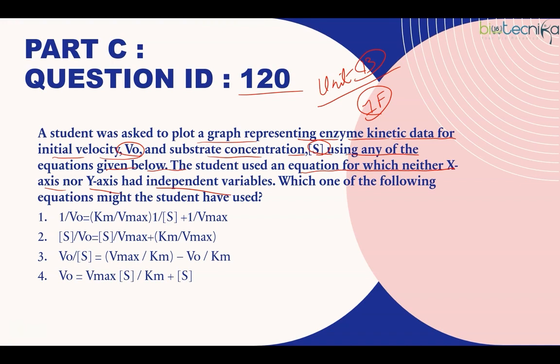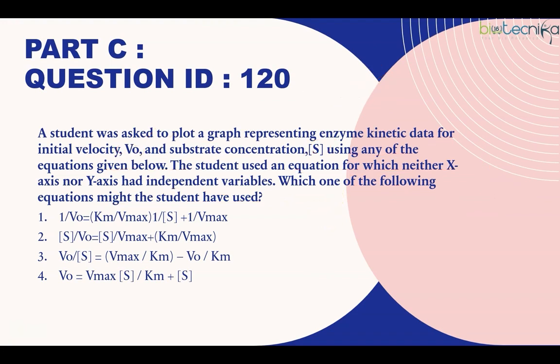Okay, so that's where you need to have theoretical knowledge of enzyme kinetics also. So what is a dependent variable? Velocity is a dependent variable. Substrate concentration is independent. Enzyme concentration is independent. But V0, Km, all these are dependent variables. That means the student must have taken in the graph some equation which involves V0, in the x-axis or y-axis. So which one of the following equations might the student have used?